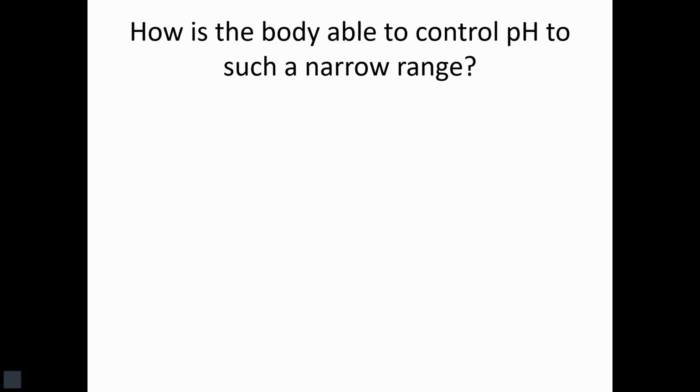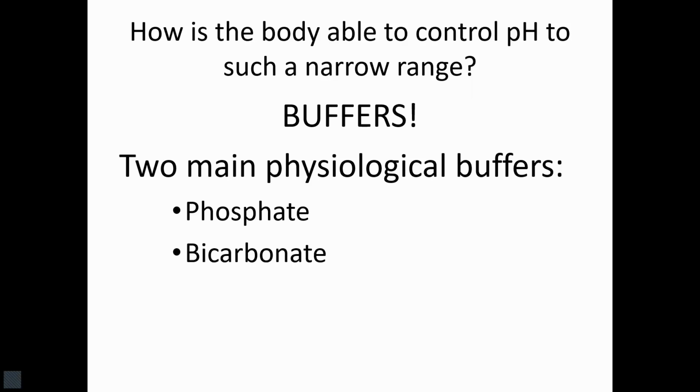The body controls pH very tightly, and there are two main buffers in the cells. The two buffers that we find in cells are phosphate, which is the main product from a lot of ATP-related reactions, and the other is bicarbonate, which is how we transport CO2 around the body.